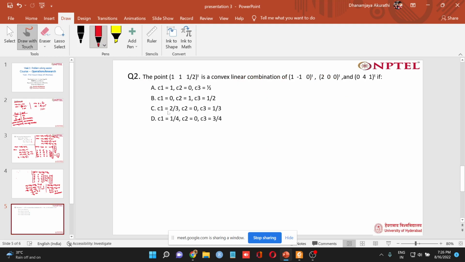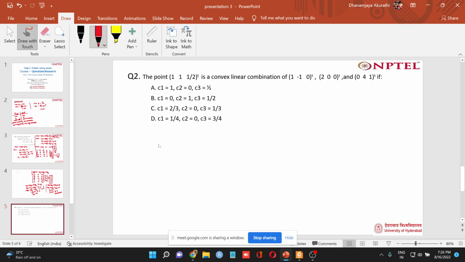Here is a question: the given point, which is three-dimensional, (1, 1, 1/2), is a convex linear combination of the points (1, -1, 0), and 2 other points. These are the other 3 points. So they are saying that this point is a convex linear combination of the given points or vectors. How can we say that?